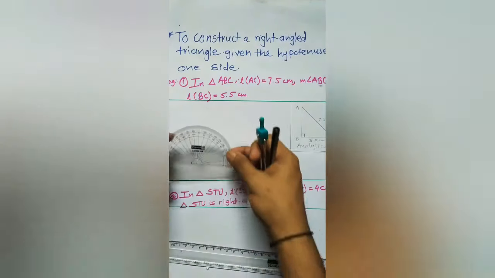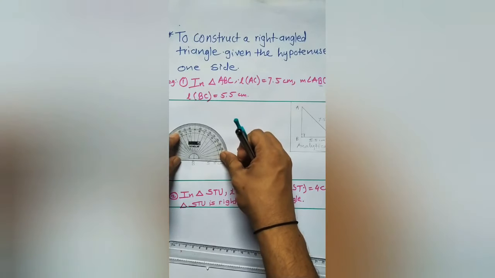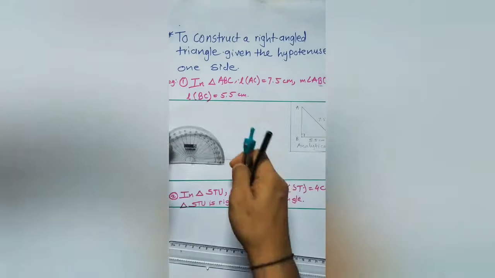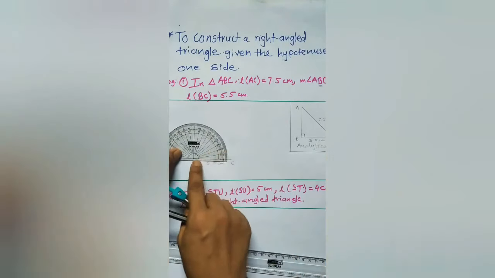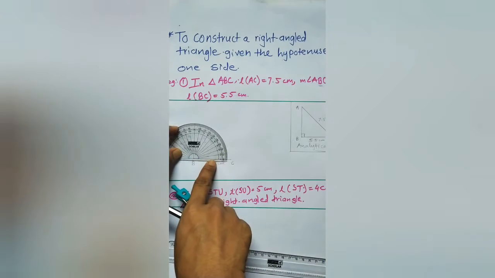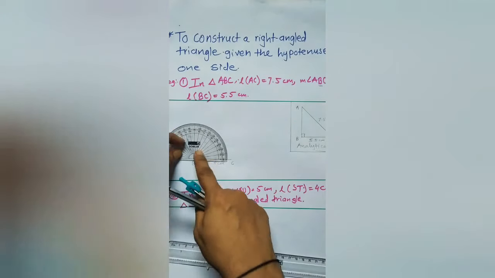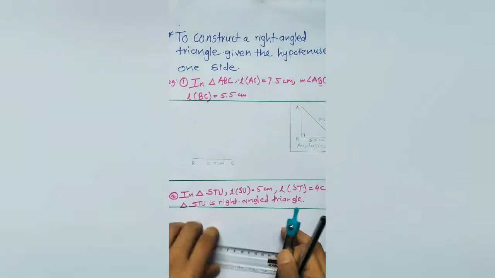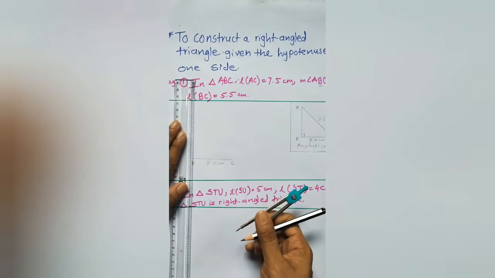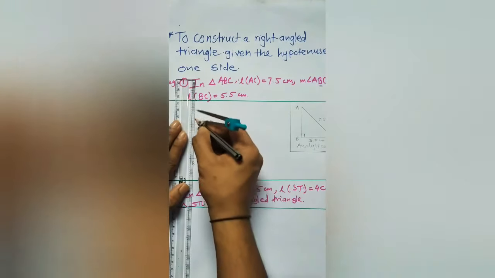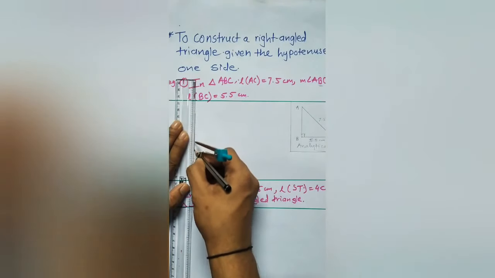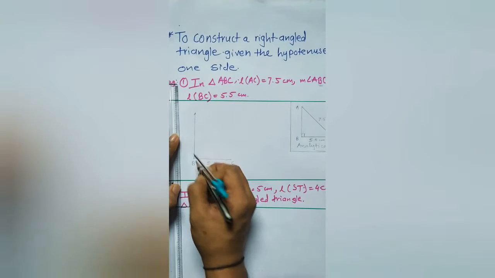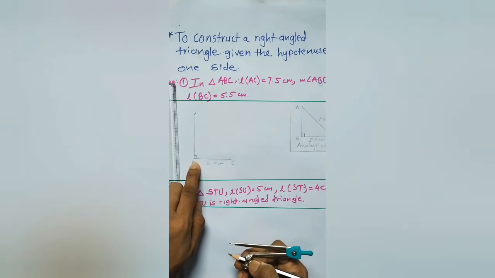So take the protractor, put the pointed part on this point, and this line should be on the given segment. Now put the point on the 90 degree mark and draw one perpendicular line passing through these two points. In this way we get our right angle.